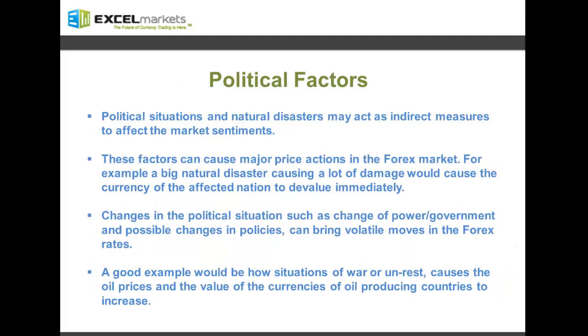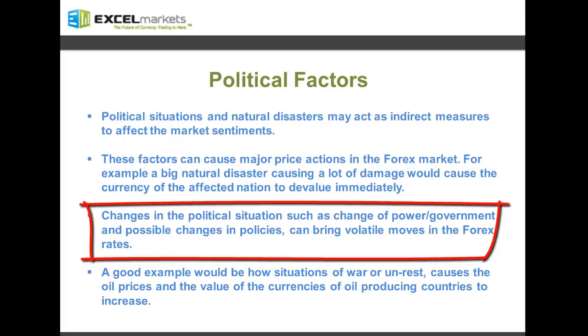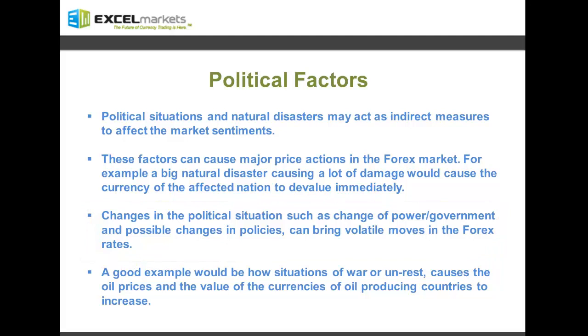Next, we will discuss the various political factors and how they can influence the price action in currency markets. Political situations and natural disasters may act as indirect measures to affect the sentiments and drive the price actions in Forex markets. For example, a big natural disaster which causes a lot of damage may have immediate adverse effects and could cause the currency of the affected nation to devalue immediately. Similarly, changes in the political situation and hence possible changes in their policies again can bring volatile moves in the Forex markets. These include situations of war or unrest, which could cause the oil prices and the value of the currencies of oil-producing countries to increase.